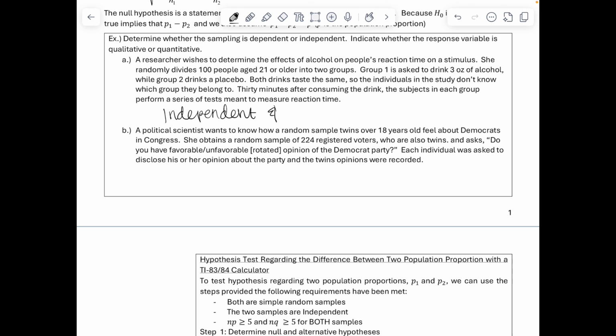And we are asked to measure reaction time. So this is numerical, so this is going to be quantitative.